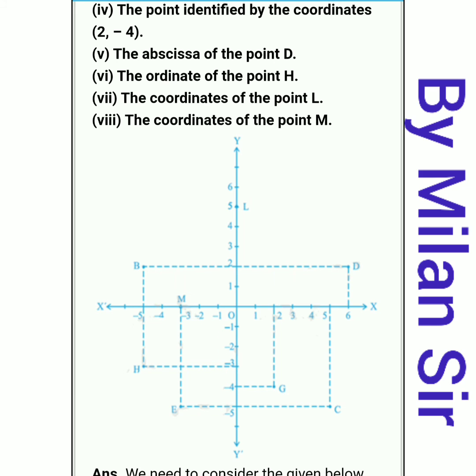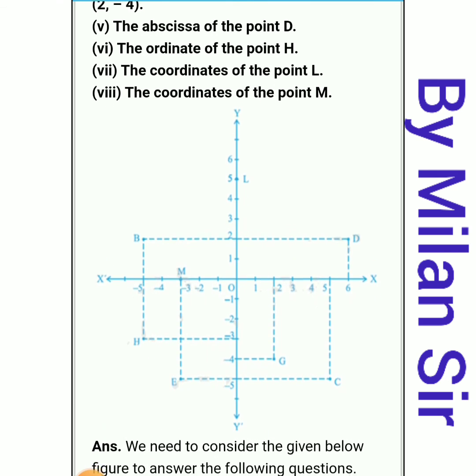Then after that we need to find the coordinate of L. On the x-axis we have 0 and on the y-axis we have 5. So (0, 5). Then the coordinate of this point M. The x coordinate is minus 3 and on the y-axis we have 0. So (-3, 0). In this way we can find the coordinates of the points.